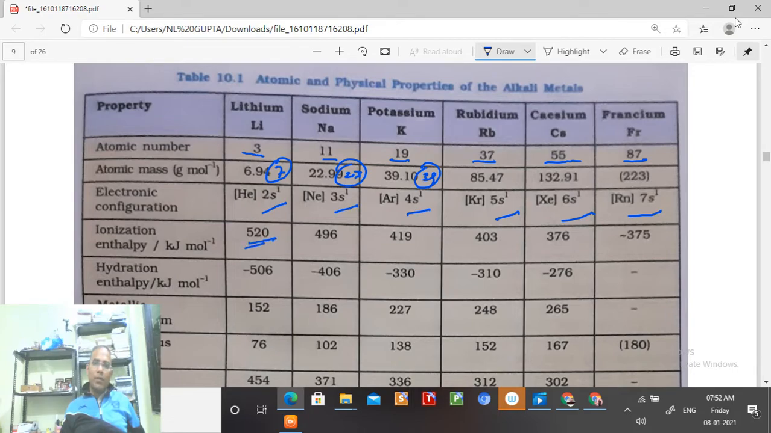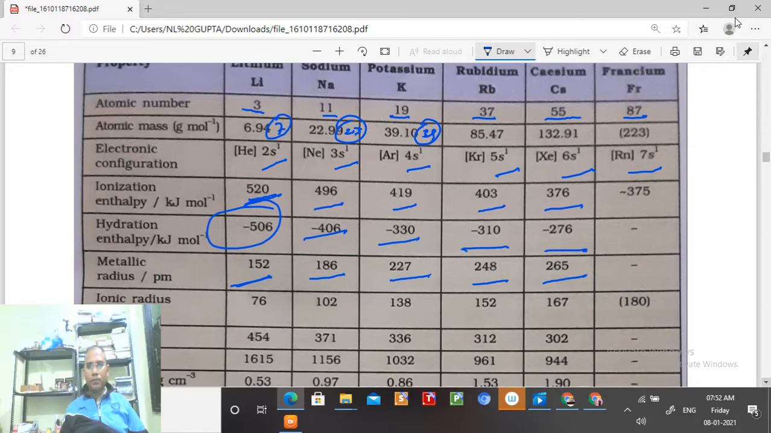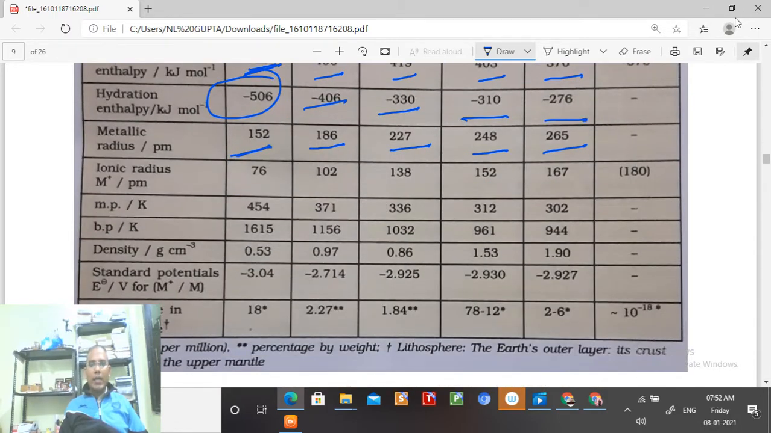Ionization enthalpy decreases down the group: 520 kilojoule, 496, 419, 403, 376. Hydration enthalpy, the energy released, is minus 506, 406, 330, 310, 276. Metallic radius is 152, 186, 227, 248, and 265. Ionic radius is 76, 102, 138, 152, 167, and 180. So ionic radii are increasing, and metallic radii are also increasing.